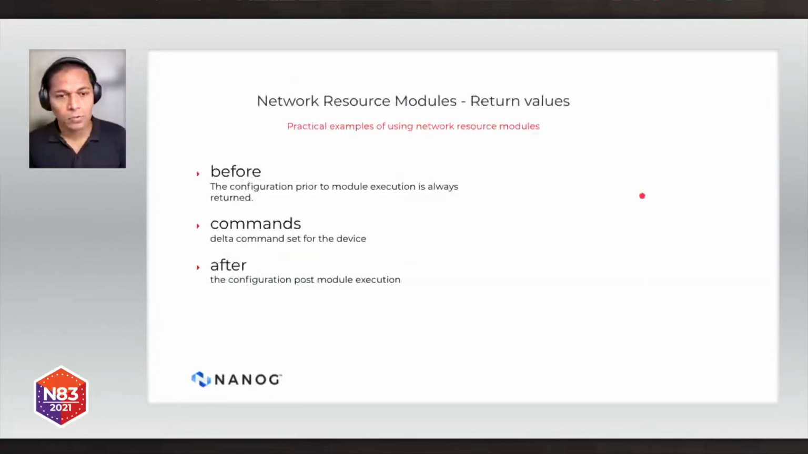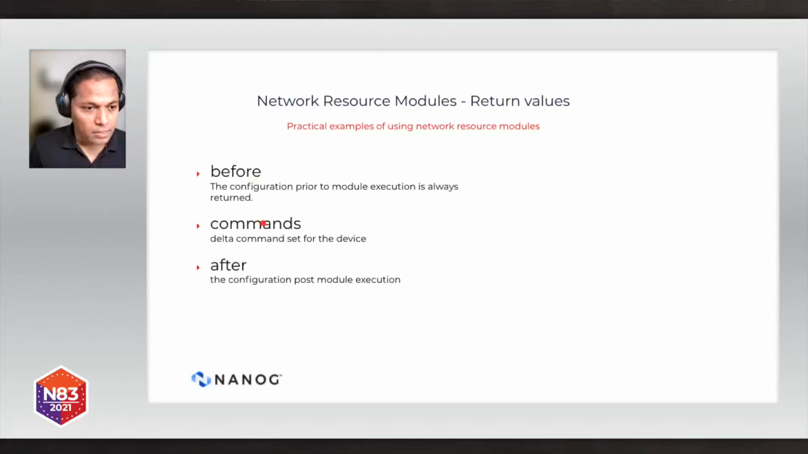In addition to the inputs to the module that we talked about, the return statement consists of before, command, and after keys. So before, it will basically run the show command for that particular resource. It will get the text response and then convert it into a structured format that the module argspec understands.